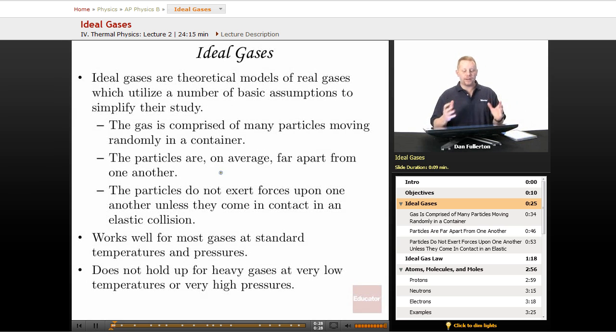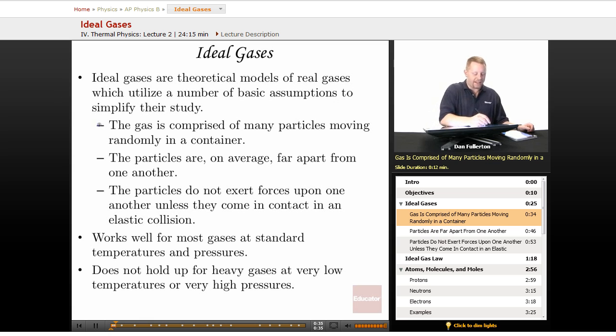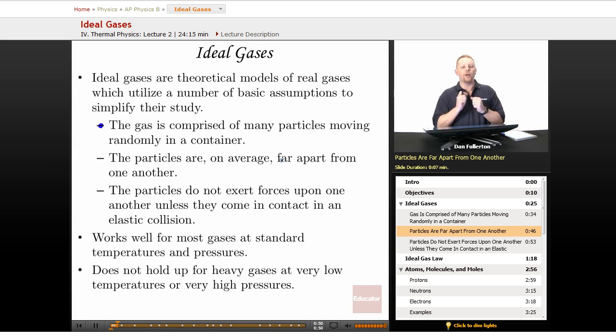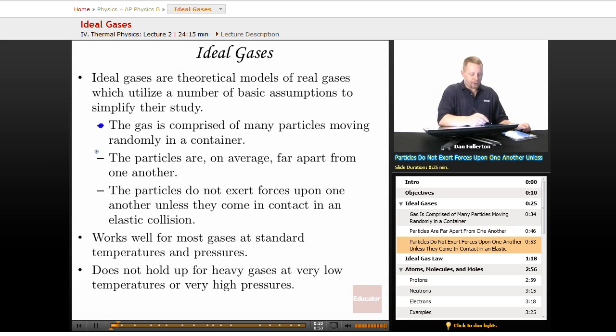Ideal gases are theoretical models of real gases which utilize a number of basic assumptions to simplify their study. The first assumption is that the gas is comprised of many particles moving randomly in a container. 1-2 molecules in a container isn't really a good model. We've got to have some substantial amount of gas. The particles are on average far apart from one another. They're not all combined almost in a liquid state. And the particles do not exert forces upon one another unless they come in contact in an elastic collision. So we're going to neglect things like the gravitational force of attraction between these tiny particles.